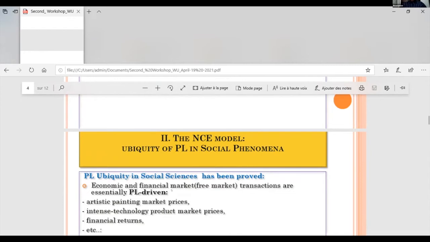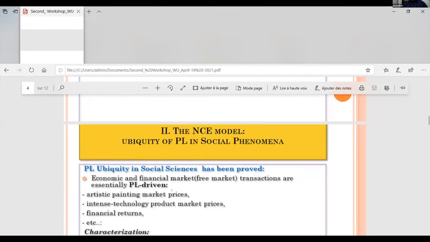Ubiquity of power law in social science has been proved. Here I talk directly about power law because non-extensive entropy econometrics of Tsallis is derived from the power law distribution. Economic and financial markets, free market transactions are essentially power-law driven. Anticipating market prices, intensive technology product market prices, financial returns are characterized by very large deviations, variance and average may tend to infinity too. Of course, this is just a tendency.